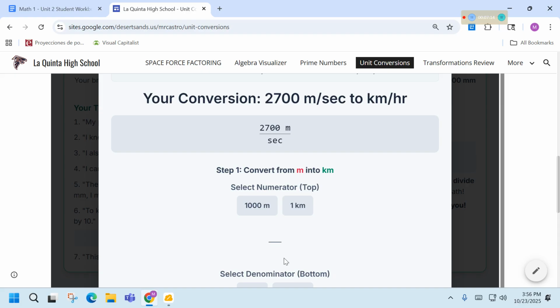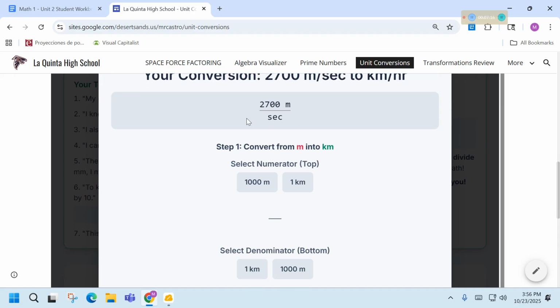Okay. Start conversion. So the first thing we're going to do is we have to turn the meters per second into kilometers per hour. So we'll have to turn these into kilometers, and then we'll have to turn the seconds into hours, of course, to figure that out. So the first step to turn meters into kilometers is to put the meters on bottom. Again, meters are on top, see?